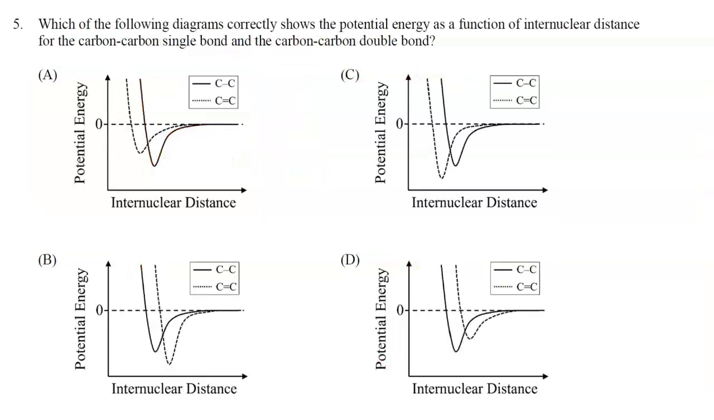Now let's take a look at question 5. You should notice that question 5 is very similar to question 4. The difference is that now we're focusing our attention on a carbon-carbon single bond versus a carbon-carbon double bond. So in question 5, it says, which of the following diagrams correctly shows the potential energy as a function of internuclear distance for the carbon-carbon single bond, which is represented as a solid line in these diagrams, and the carbon-carbon double bond, which is represented with a dashed line in these diagrams.